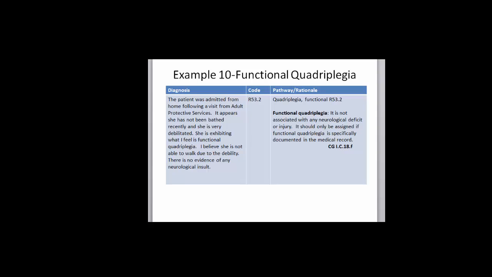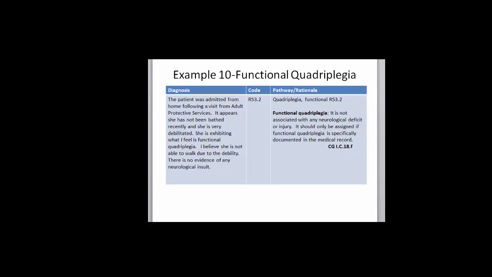The patient was admitted from home following a visit from Adult Protective Services. It appears she has not been bathed recently and she is very debilitating. She is exhibiting what I feel is functional quadriplegia. I believe she is not able to walk due to the debility. There is no evidence of any neurological insult. So we use this coding guideline where we have a documented diagnosis of functional quadriplegia, and we can therefore code the R53.2.